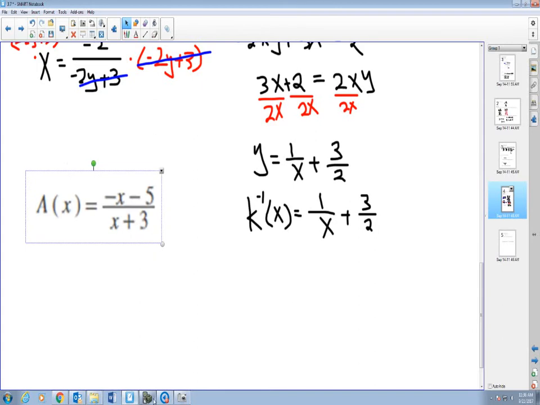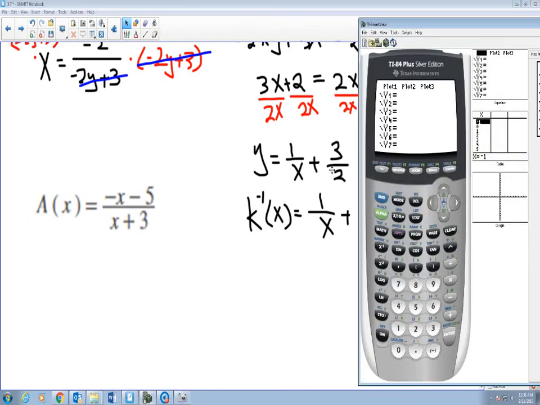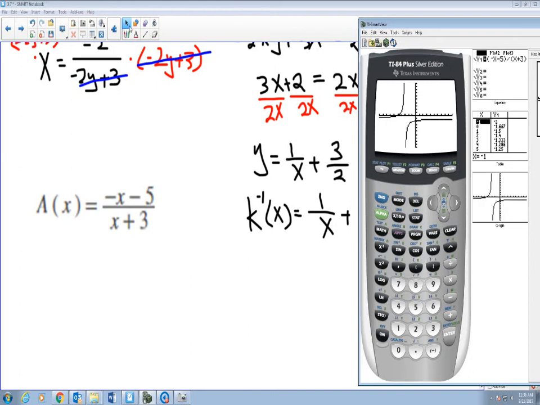All right. I'm gonna grab this function. I have no idea what this thing looks like because I got polynomial over polynomial. Make sure it's 1-to-1 before I go through my steps. Parenthesis negative x minus 5, close it, divided by x plus 3. I'm gonna graph it. Yep, it's another rational function. So it is a 1-to-1 function.